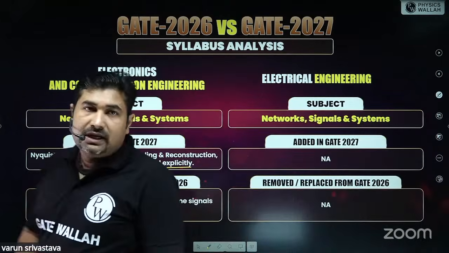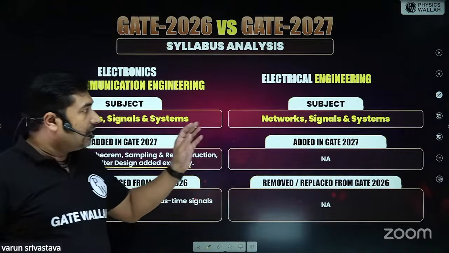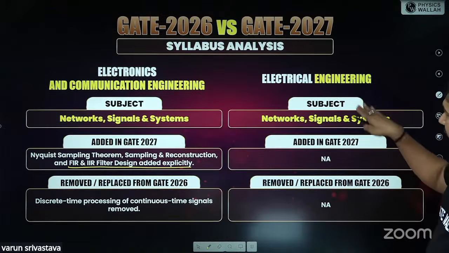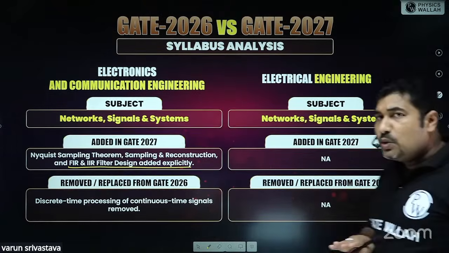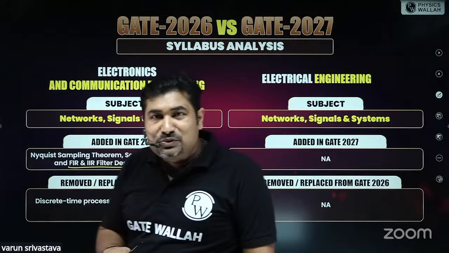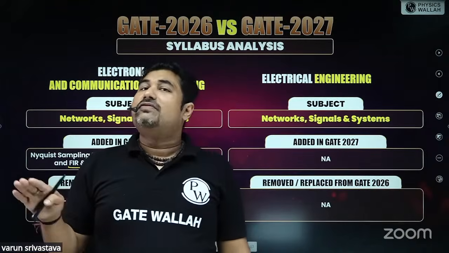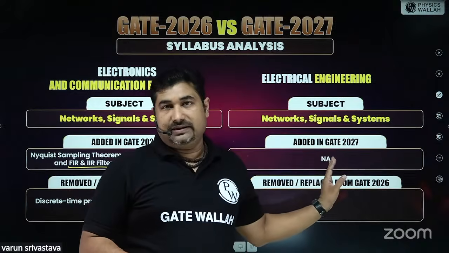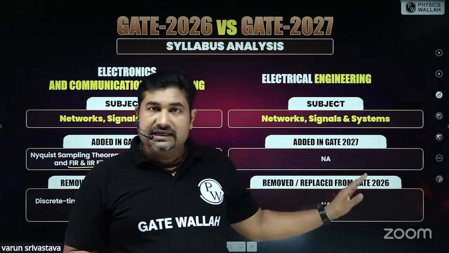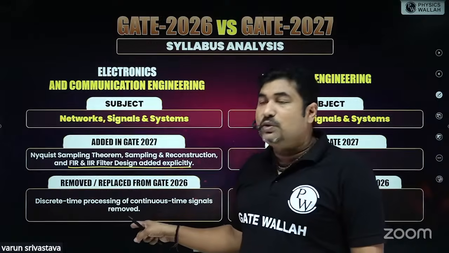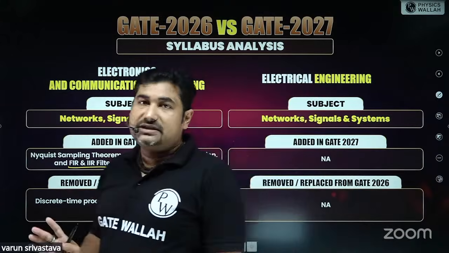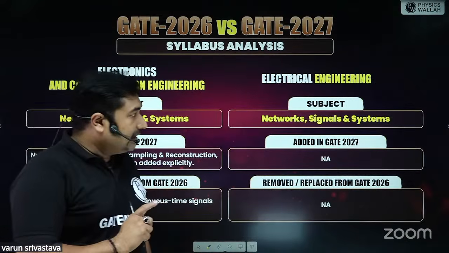Is it okay? Now, the next one is network and signal for the double E branch. So there is no change. Absolutely the same syllabus for double E for both signal and system and for network. Is it okay? So for signal and system, electrical students need to go with discrete time processing and continuous time signals. Is it okay? Great. Now come to the next one.